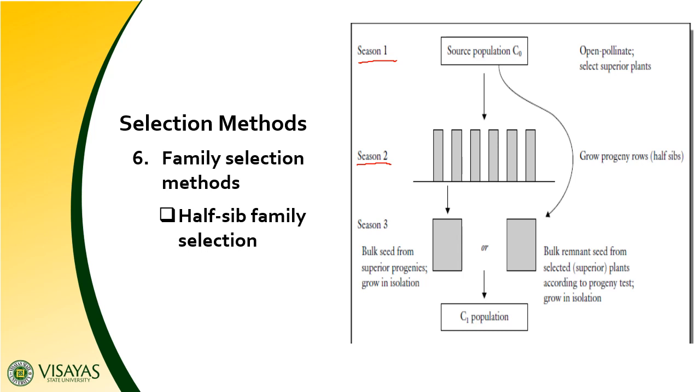Or, you will use the remnant seeds of the selected plants from here. So, if these are the plants you selected, you look for their remnant or the accompanying half-sibs in the source population. And then, that is what you plant in the third season. And then that population here, remnant seeds of selected superior plants according to progeny test are grown in isolation, and that will become the cycle 1 population. So from cycle 0, you are now creating the cycle 1 population.